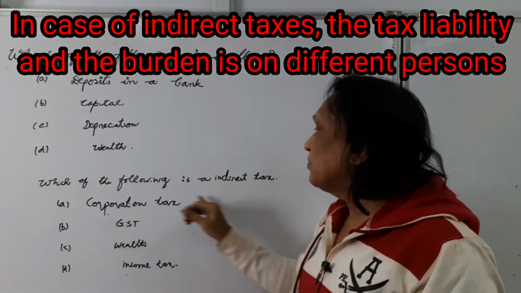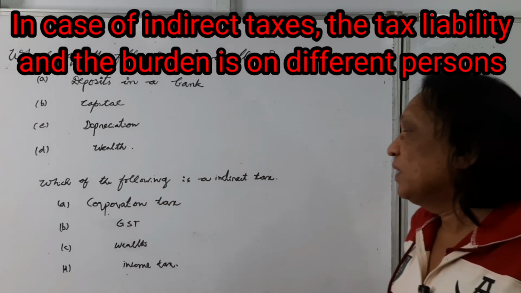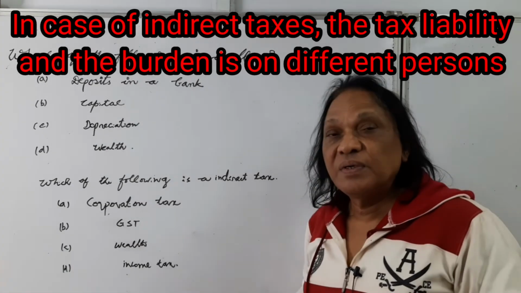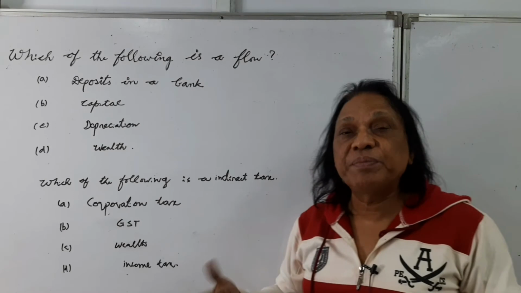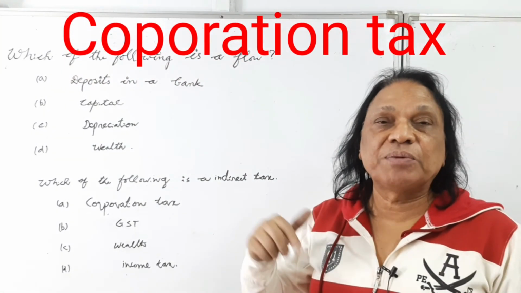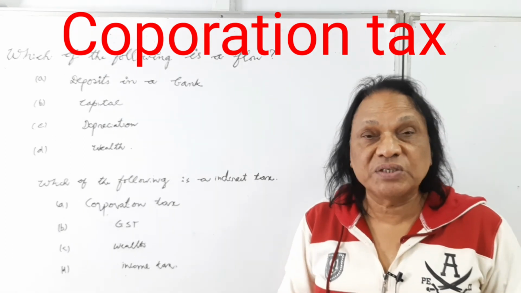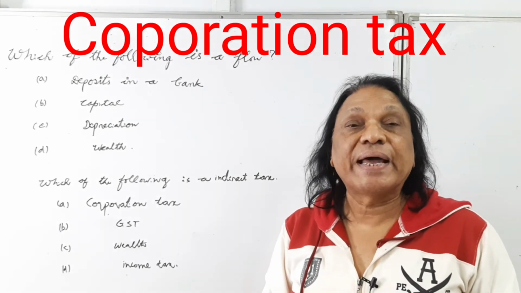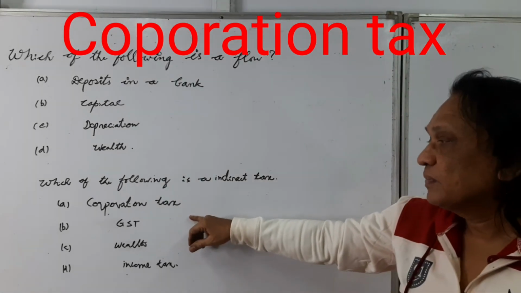Which of the following is indirect tax? They're asking you, so think analytically about all this. Corporation tax. This is a direct tax because when they put the tax on big corporations like maybe Reliance, the tax burden is on the Reliance company and Reliance cannot pass it on to anyone. The tax liability and burden is on Reliance. So this is a direct tax.